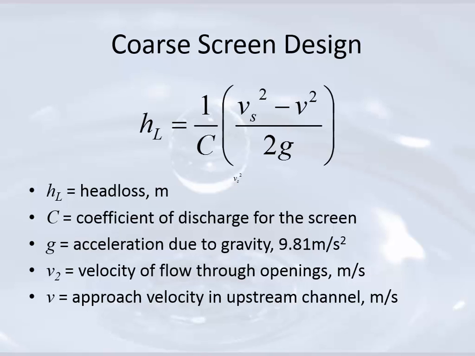Here's your design equation for these screens, and I don't know what that little tiny VS squared is. That shouldn't be there. But pretty much it all depends on your head loss, so you want to still keep your water flowing here. Head loss is equal to 1/C, which is a coefficient of discharge for the screen, that's determined empirically. I think it was somewhere between 0.7 and 0.6. G is acceleration due to gravity, and then velocities are listed there.